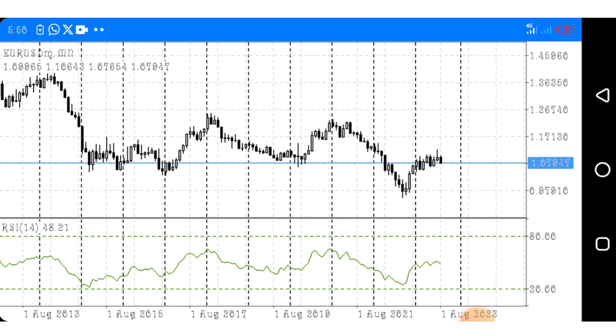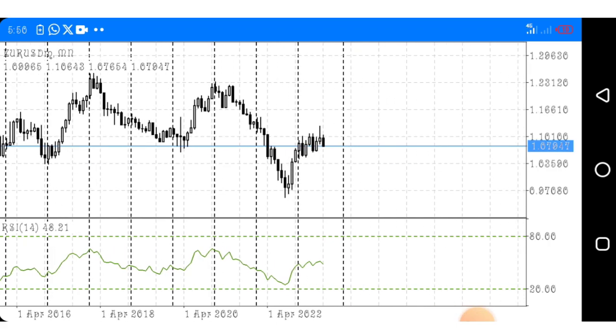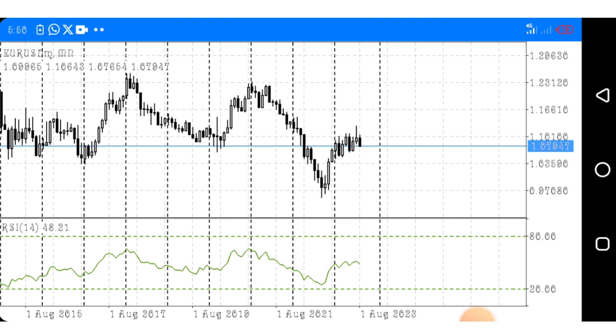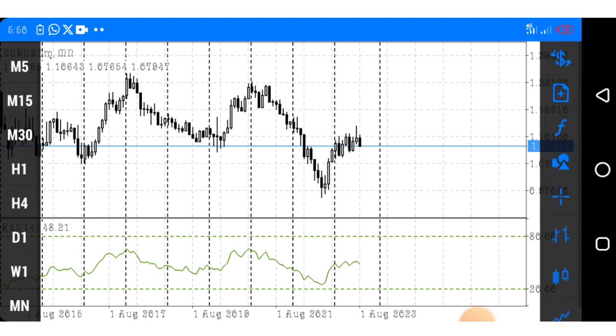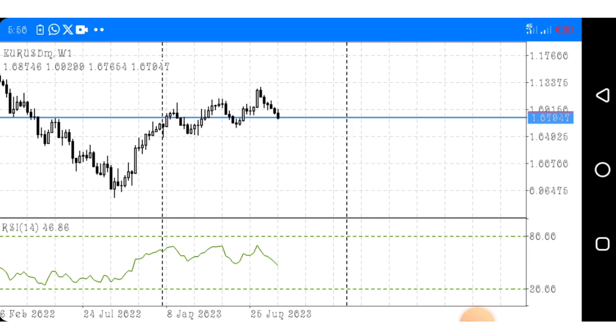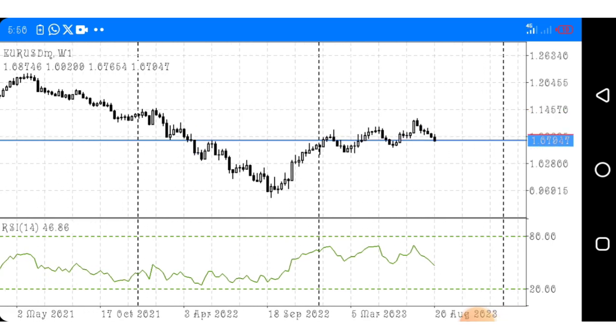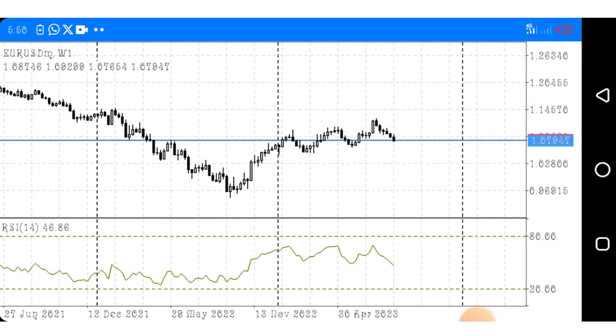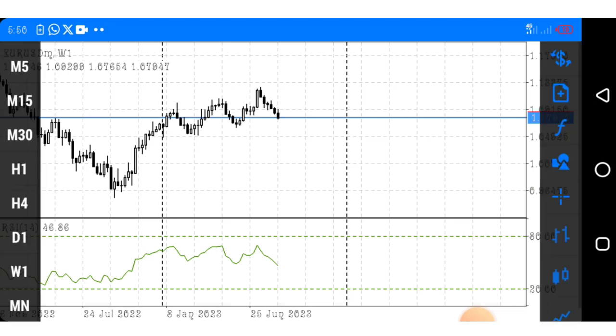All right, now on the monthly chart we can't really determine the market move, because for the past 8 months it has been ranging. So we can't really determine the market move on the monthly chart. But let's go to the weekly chart. Now on the weekly chart we can see that this market is on an uptrend. Okay, the market is on an uptrend.